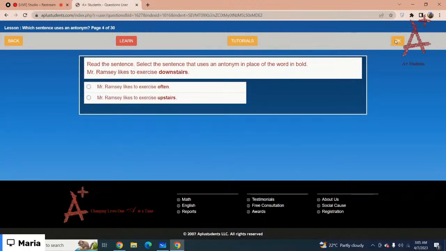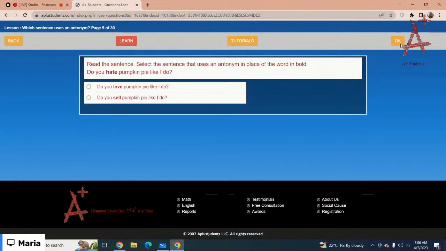Okay, Mr. Ramsay likes to exercise downstairs. Which is the correct option? Mr. Ramsay likes to exercise often, or Mr. Ramsay likes to exercise upstairs. So which is the correct option? That would be the upstairs. Got it? Downstairs and upstairs are the antonyms. Got it? It would be the second option. Got it?